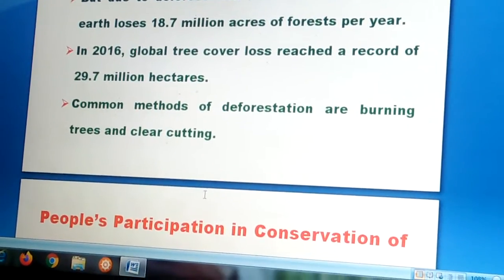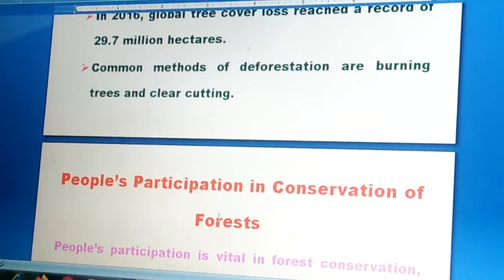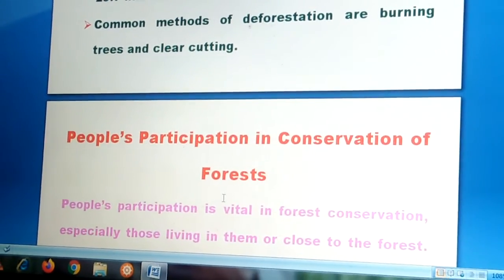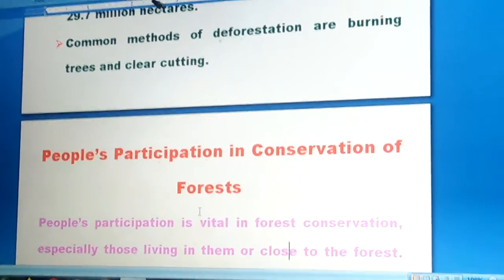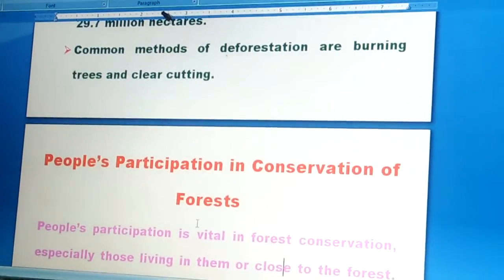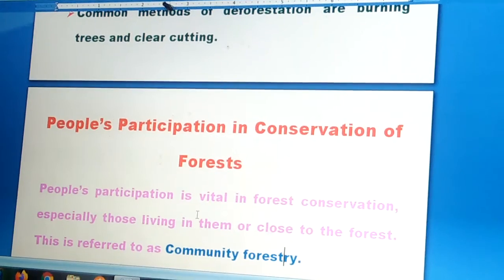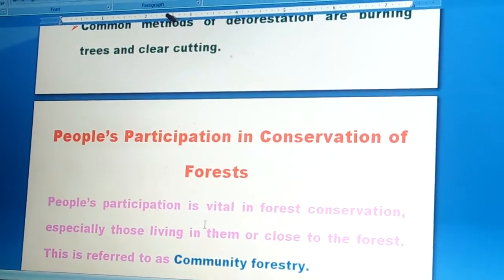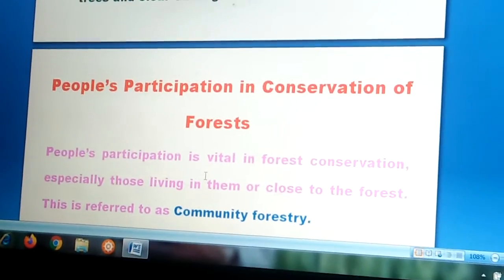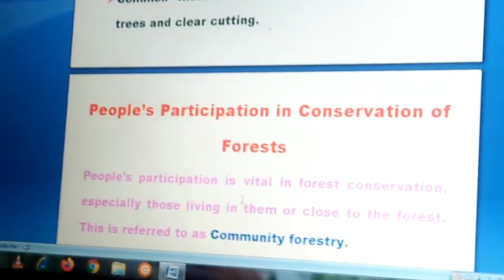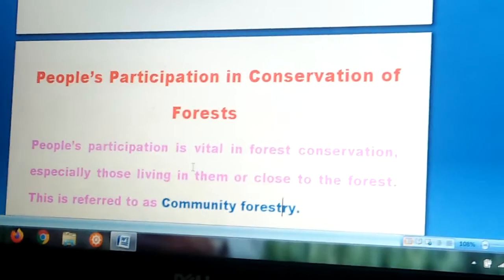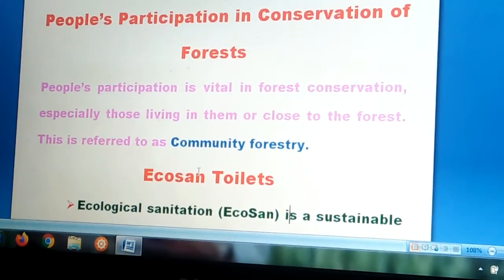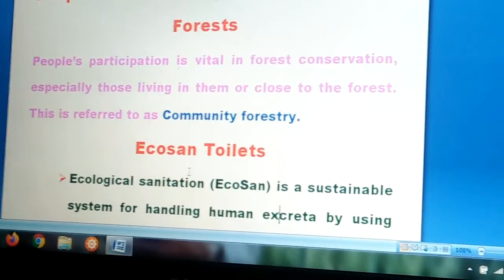Now, people's participation in the conservation of forests. People's participation is vital in forest conservation. Our participation is highly essential, especially for those living close to the forest. Those people who are living close to the forest should be aware of it. They have to control the cutting of trees and so on. This is referred to as community forestry.